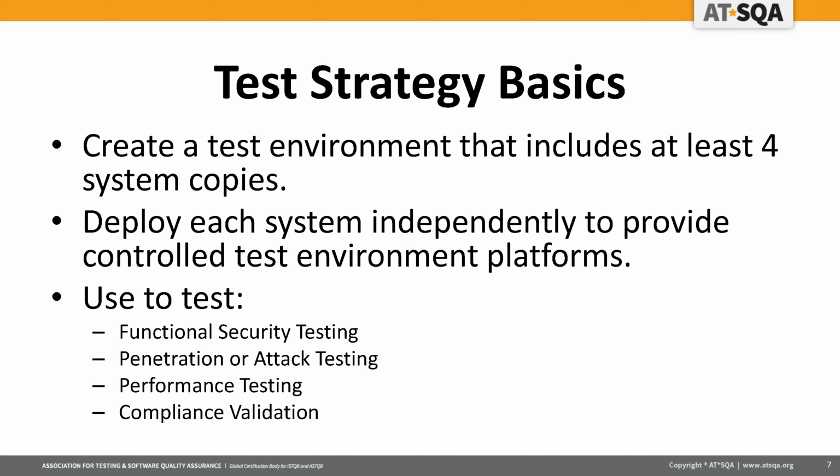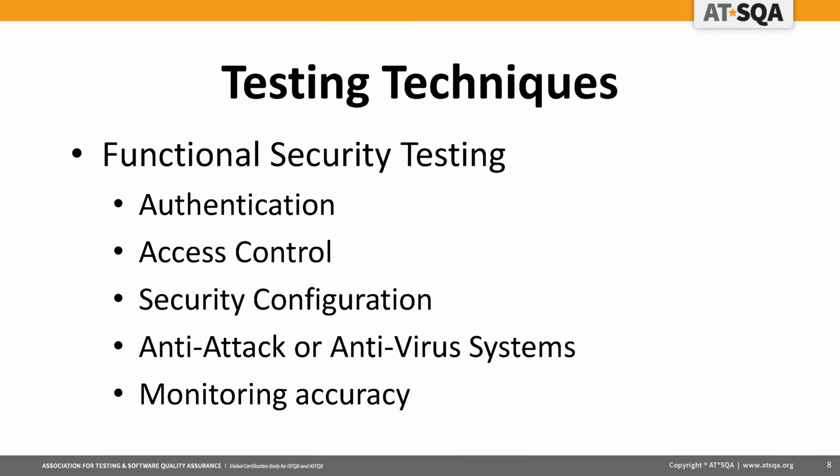So what are the basics of test strategy? Creating a test environment system for cloud system security testing is complex. Experts suggest creating at least 4 copies of the same test environment for different testing purposes. Deploying each system independently provides controlled test environments for functional security-based testing, penetration or attack-focused testing, performance testing, and compliance validation. Separate environments allow testing to occur without interfering with testing in other environments.